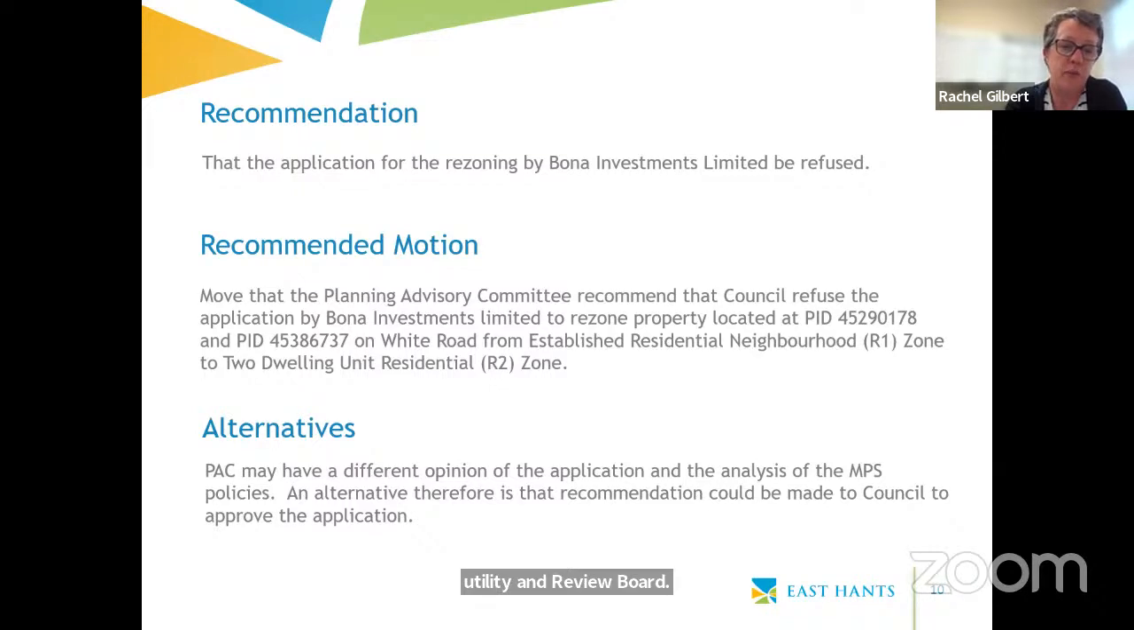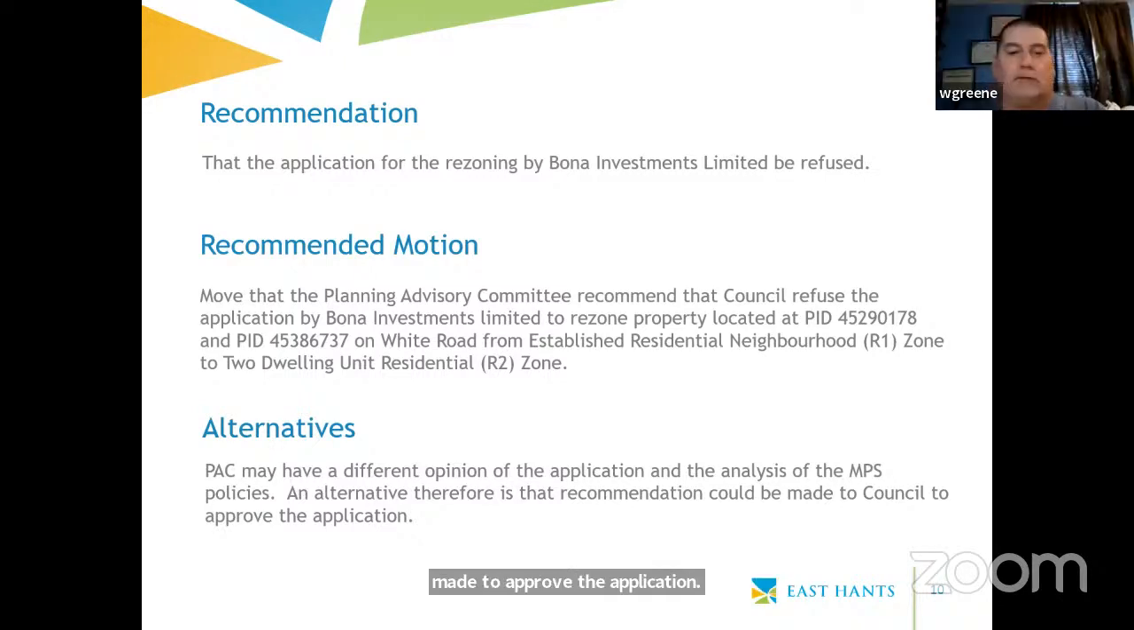The alternative would be that if PAC council have a different opinion with regards to their analysis of the MPS policies, an alternative recommendation could be made to approve the application. Thank you, Mr. Chair. Thank you, Rachel. Councillor Rhino.